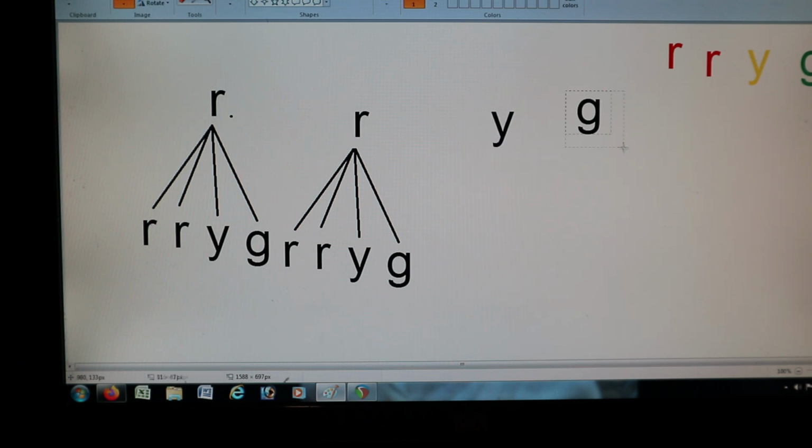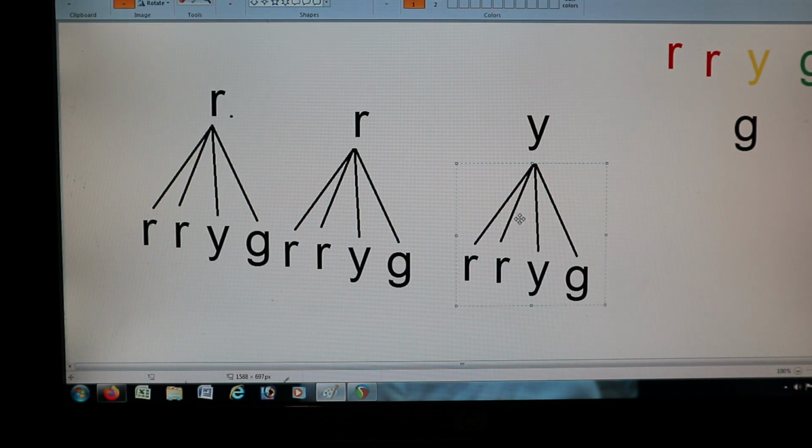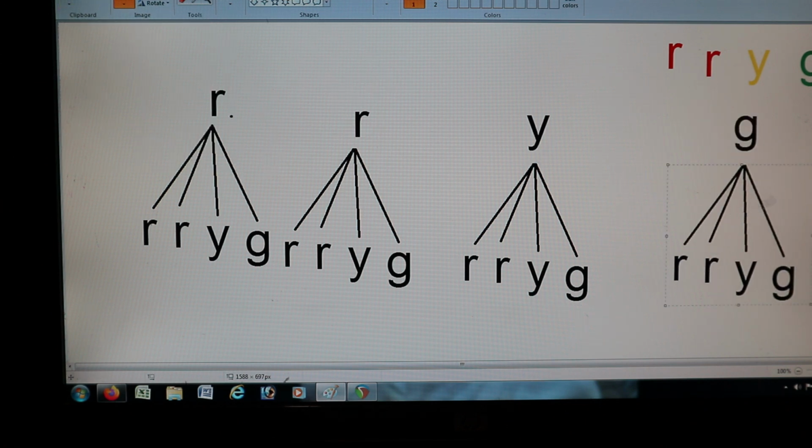Now let's say I picked the yellow the first time. On the second pick, I can pick the red, a yellow, and a green. And on the last one, if I pick a green, I can pick another red, yellow, and the green again. This is because I replaced the block or the cube after the first pick. It's called probability with replacement.